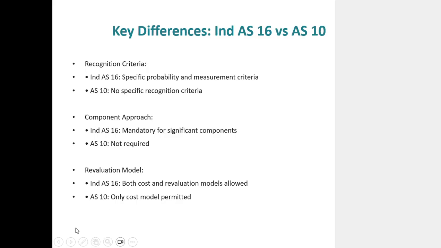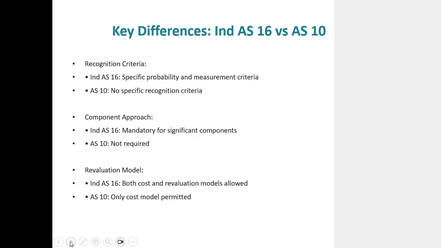Key differences between IND AS 16 and the previously known accounting standard that is now replaced. First is the recognition criteria. There is a specific probability and measurement criteria in IND AS 16, whereas there is no recognition criteria in AS 10. Component approach. IND AS 16 mandatorily requires the component approach, whereas in AS 10 it was not required.